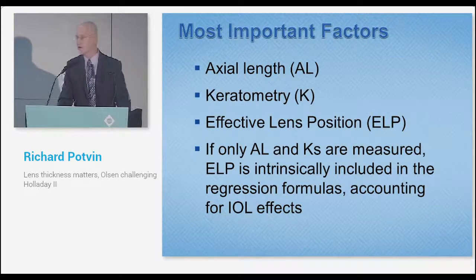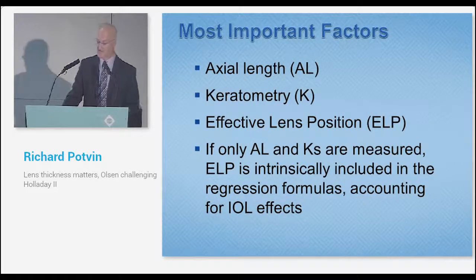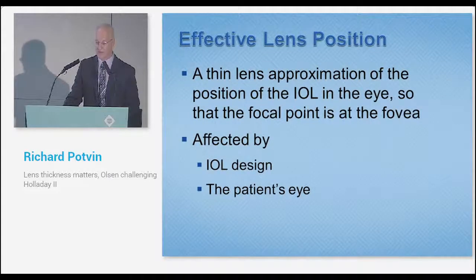The most important factors for IOL calculation, it's not a surprise to anybody, are axial length, which matters a whole lot, as does keratometry, and Warren gave a good overview of that. The third thing is, where is that intraocular lens going to sit in the eye? This is often ignored in early generation calculations, and the reason is if I have axial length and keratometry data, I can use population averages to get regression equations, and where the lens is sitting in the eye is basically intrinsically included in my regression formula. So it accounts for the effects of the intraocular lens as well as the patient's individual biometry.